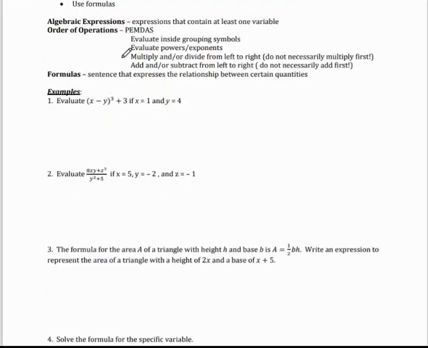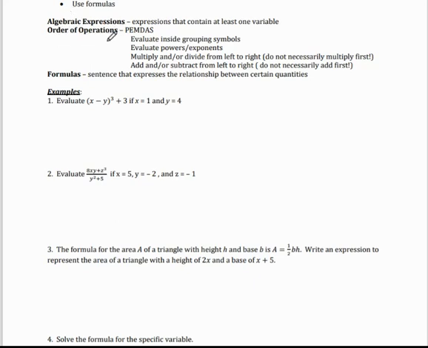Let's go over what an algebraic expression is. Remember, an algebraic expression is an expression that contains at least one variable. There are no equal signs. Okay, so 4x, 7x plus 2y. Those are all examples of expressions.